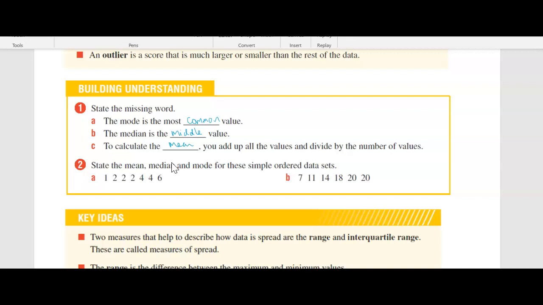All right, so state the mean, median, and mode for these. I'm going to do the mean, the median, and the mode.